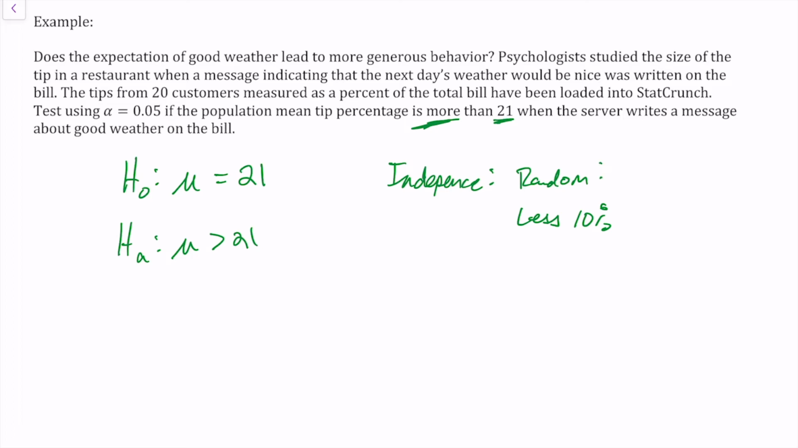Okay, random condition. They don't explicitly say that this was a random sample, so we cannot assume that it's random, but it's reasonable to assume that at this restaurant we're going to get a good mixture of tips. So it's reasonable to assume, even though it's not explicitly stated. We're not definitely sure that it's random, but we can be reasonable and assume that it is.